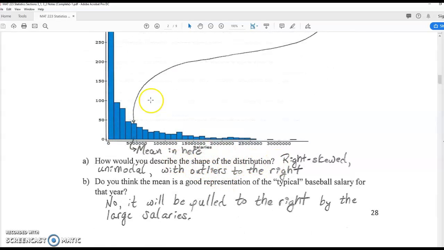So it's right skewed, certainly unimodal, and it has outliers even to the right. You've got some people out here, I believe that was Alex Rodriguez, if you know anything about baseball, making $32, $33 million a year. So is the mean a good representation of the typical baseball salary for that year? I hope you agree. No, it'll be pulled to the right by the large salaries. The mean is pulled to the right here. It's way over here, where the median over here is a much better representation of a typical value.